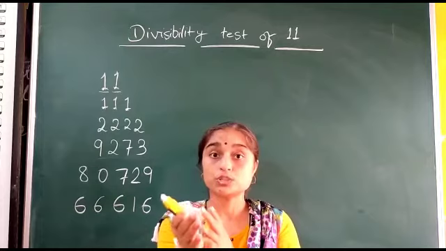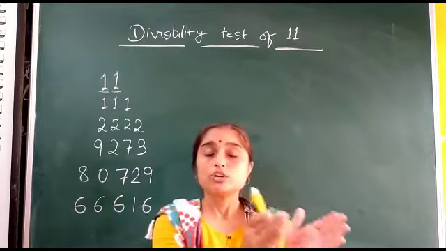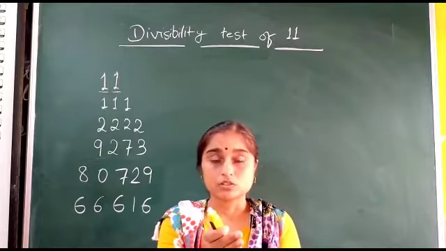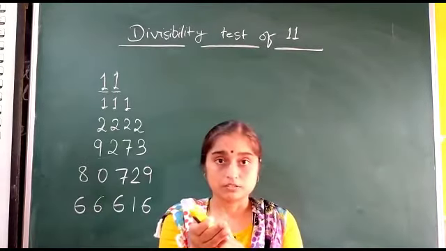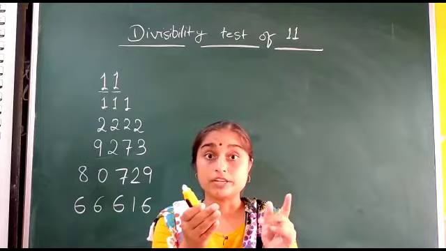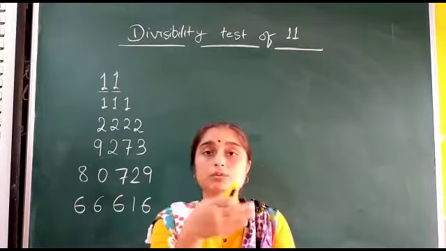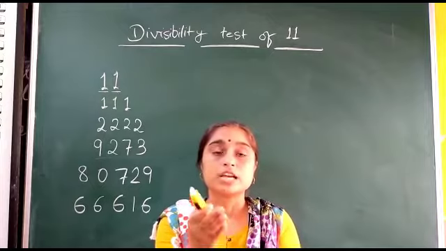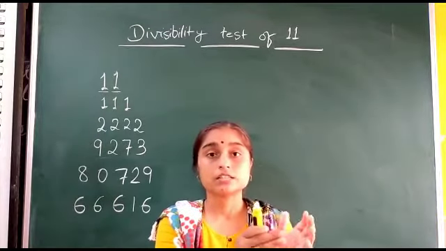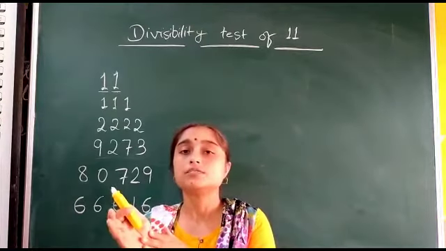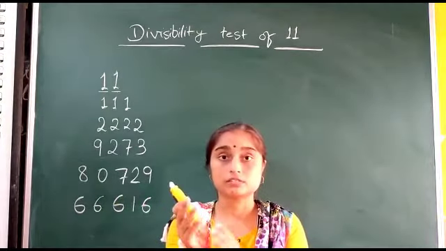Another thing, one more thing is over there. Not only 0, if the difference is 11 or a multiple of 11, for example 11, 22, 33, 44, 55, 66, the multiplication table of 11. If that is the answer as difference, then also the number is divisible by 11. Understood?